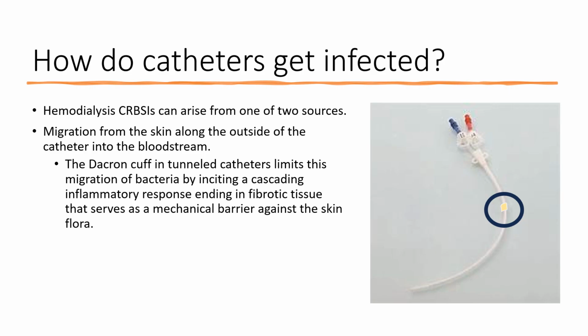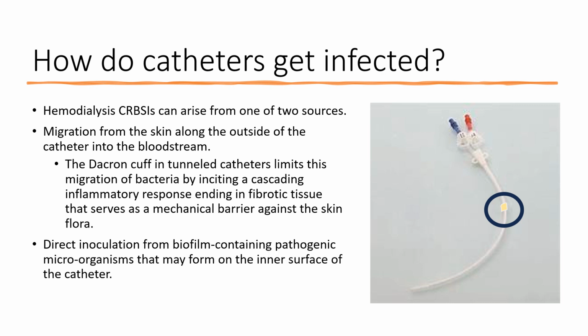Basically, it's a Dacron cuff, and it incites a fibrous response so that scar tissue forms around it, and that serves two purposes. One, to anchor the catheter in place so that it's not movable. And the second thing is the scar tissue serves as a barrier to prevent bacteria from migrating past the cuff along the catheter into the bloodstream. So it's a mechanical barrier against skin flora. The second way that catheters can be infected is by direct inoculation. Catheters oftentimes get coated with something called a biofilm when they're in place for a long time, and microorganisms can basically adhere to the biofilm.